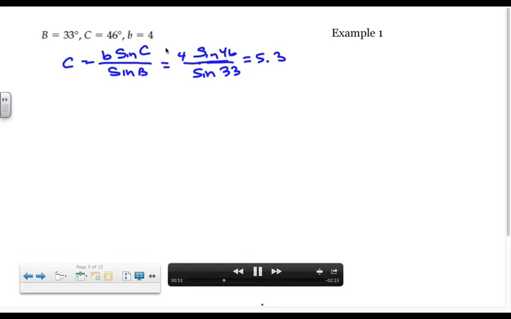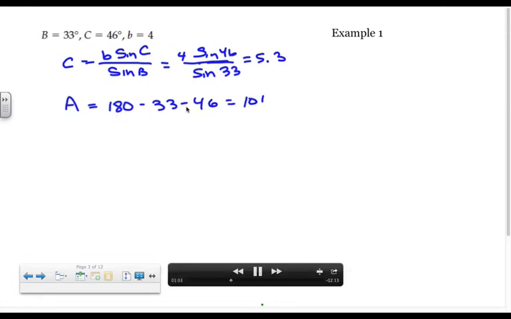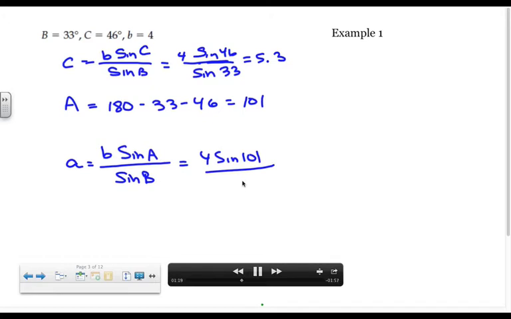All right, now that I have this one, I need to solve for a, and I need to solve for the angle A first. So I have 180 minus 33 minus 46 is 101. And then I can do little a, and I'm always going to use the one that I'm given, because in case I made a mistake here, I won't make another mistake. It's not a double mistake. So 4 sine 101 over sine 33 equals 7.2. And now I had 3 pieces, and I have 3 new pieces. Remember, it's 3 and 3 always.